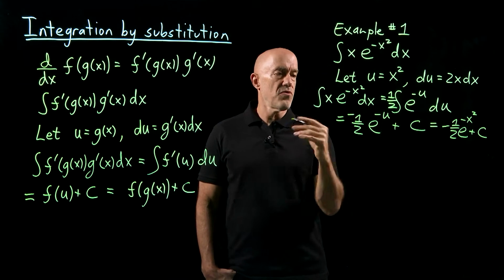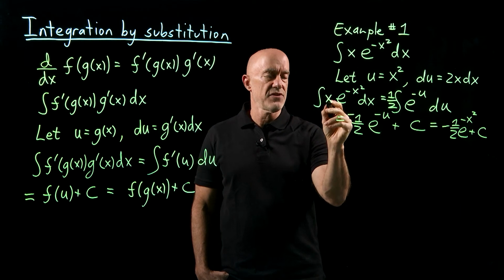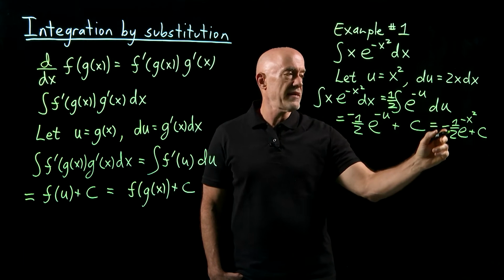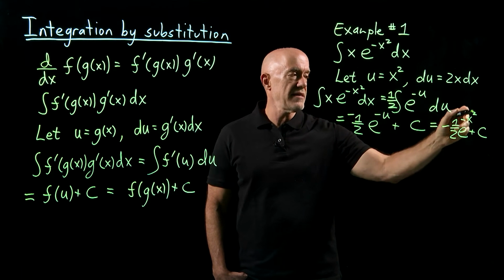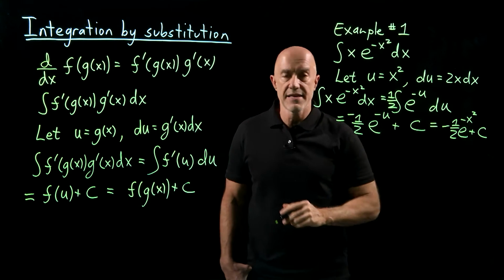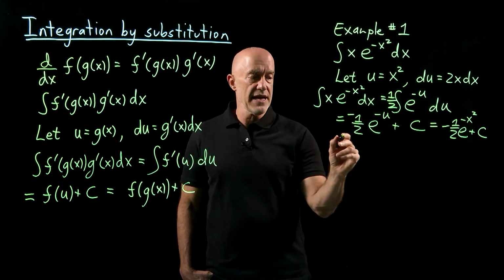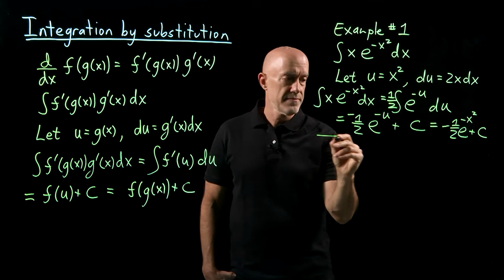Okay? So we've determined that the indefinite integral of x e to the minus x squared dx is equal to minus 1/2 e to the minus x squared plus a constant. That was a nice example. We can look at a second example now.